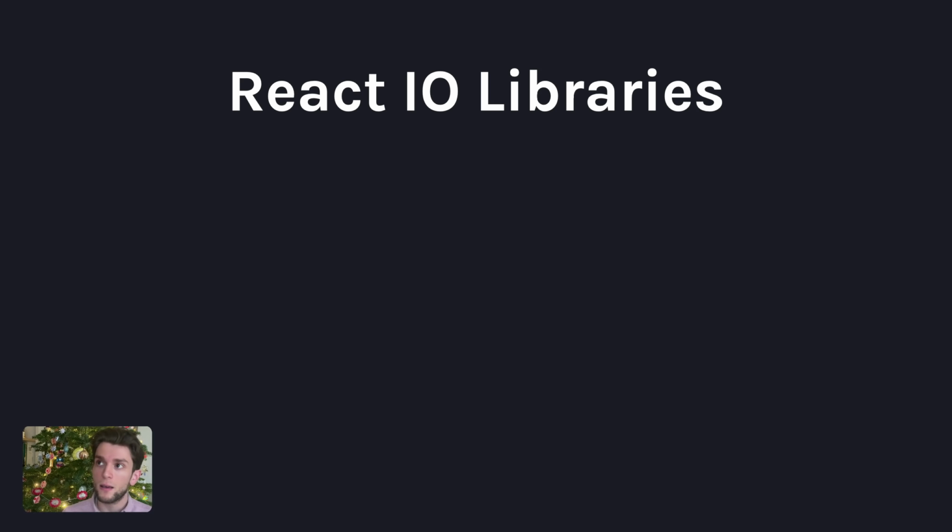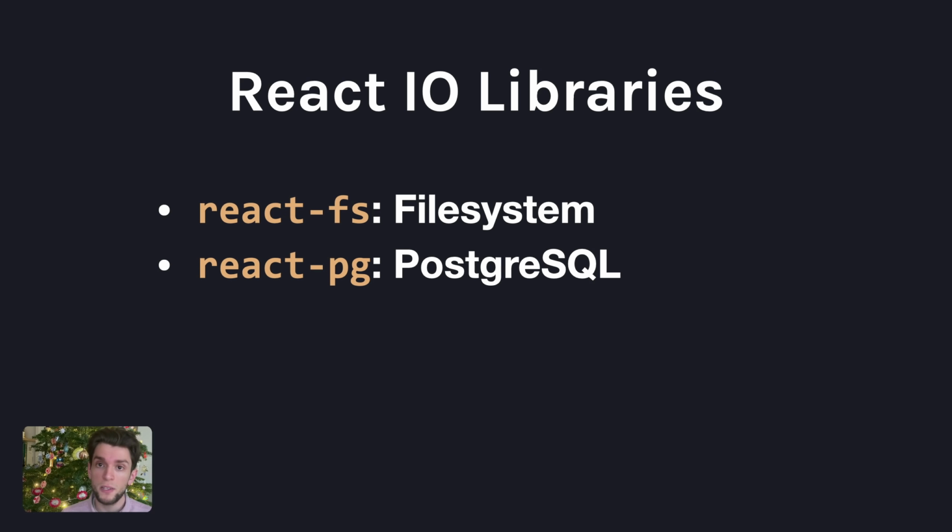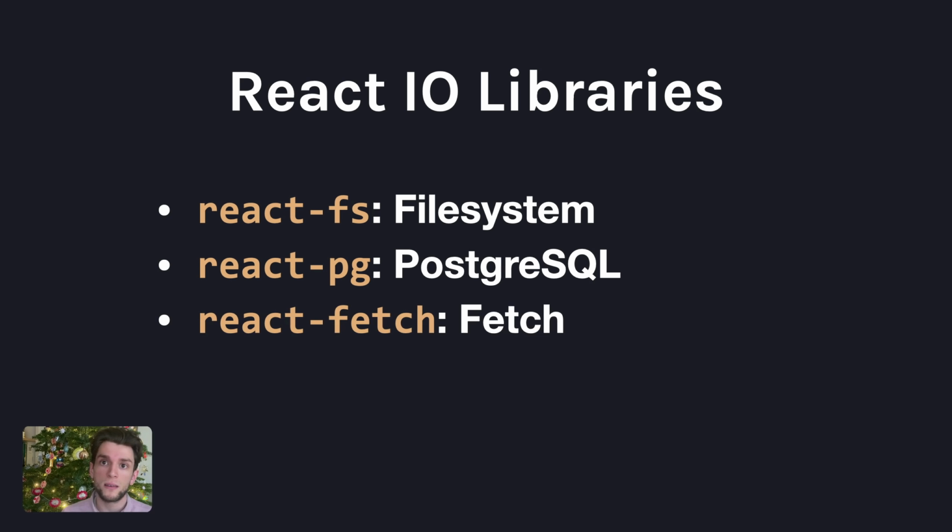You might have noticed that in the demo, there were a few libraries mentioned that you might not have seen before. So it's React FS, file system, React PG for Postgres, and React Fetch. And collectively, we're calling these kinds of libraries React IO, which stands for input-output. And this is not something that we'll have to create. This is something that the community will be able to maintain because you can create your own React IO.